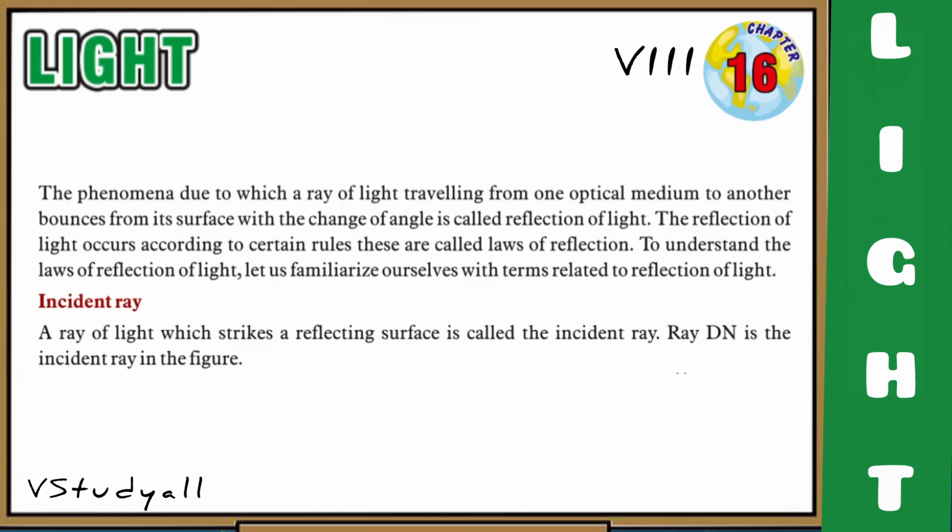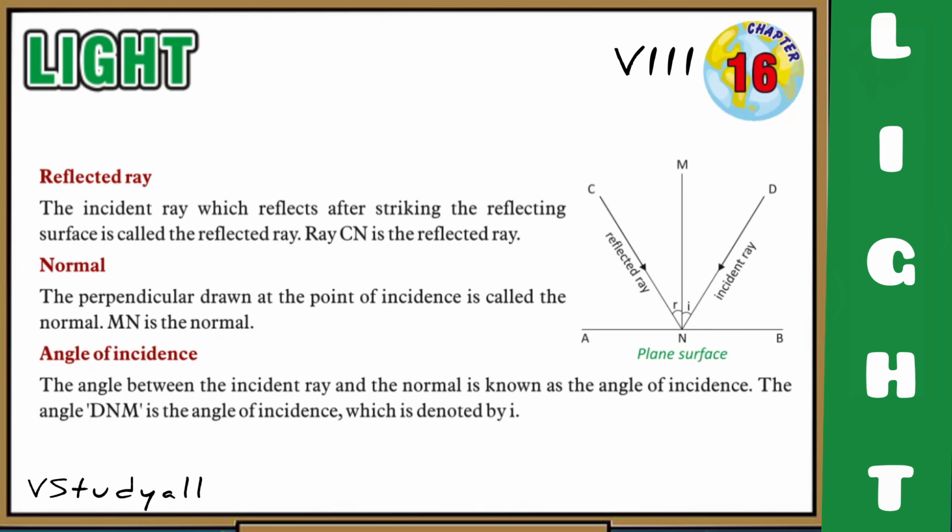First, we will see incident ray. A ray of light which strikes a reflecting surface is called the incident ray, that is, ray DN is the incident ray in the figure. Here you can see the figure. Now let's see reflected ray. The incident ray which reflects after striking the reflecting surface is called the reflected ray. Here you can see that ray CN is the reflected ray.